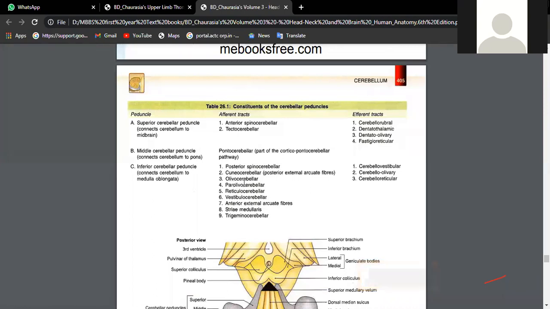Inferior cerebellar peduncle, all these POP CV star, you just try to remember. Posterior spinocerebellar, olivocerebellar, para-olivocerebellar, cuneocerebellar, vestibulocerebellar, striae medullares, trigeminocerebellar, anterior external arcuate fibers, reticulocerebellar. Then here also I gave you one code, OVR, cerebello-vestibular, cerebello-olivary, and cerebello-reticular. Okay, this is about cerebellar peduncles.